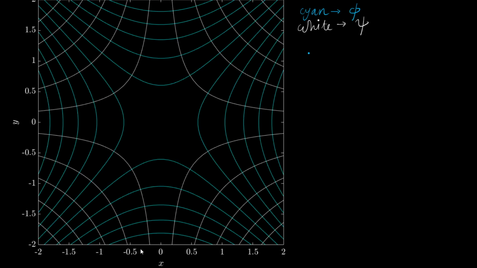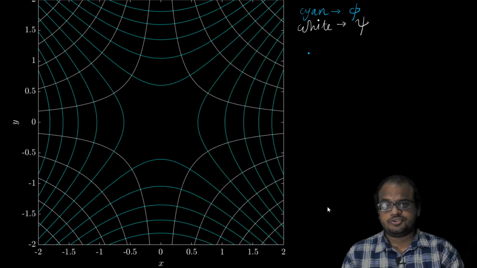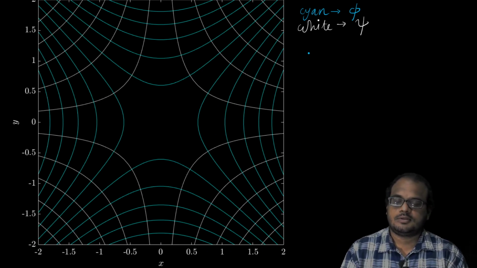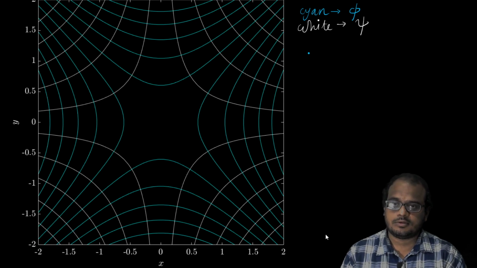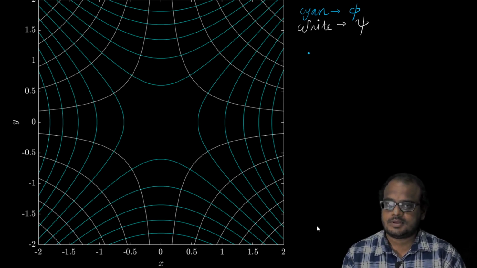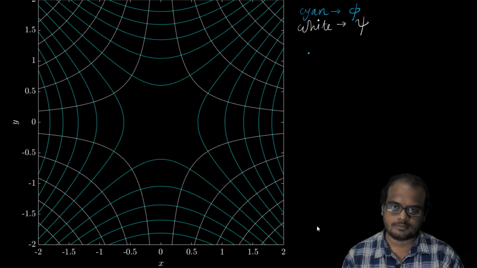So I've plotted over here the two functions. The first function, in cyan, or the blue color for people like me, is the velocity potential that is given by a times x square minus y square. So that's a family of hyperbolae with the asymptotes as x equal to y and x equal to minus y.